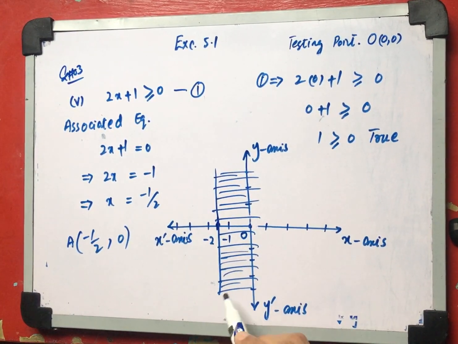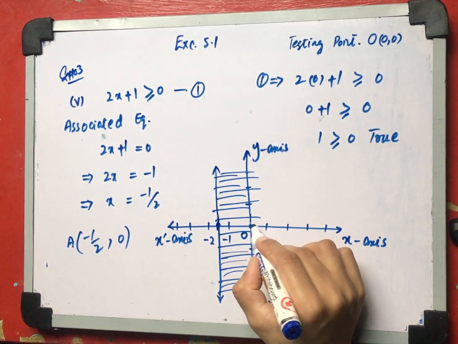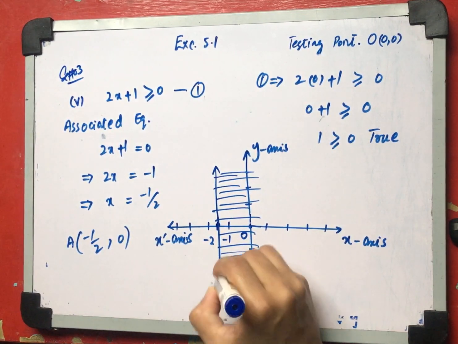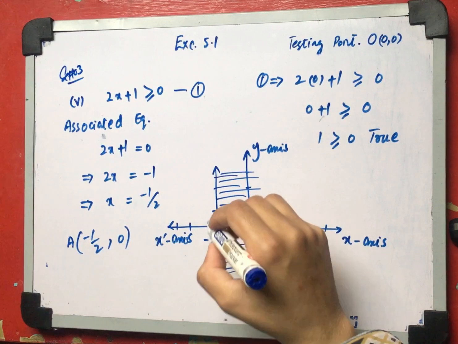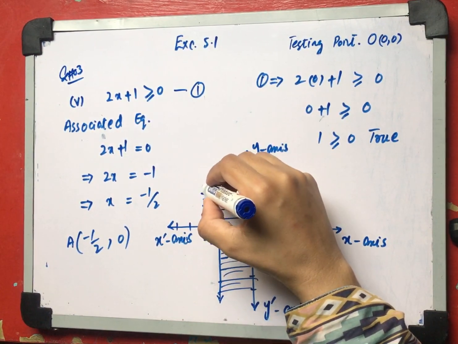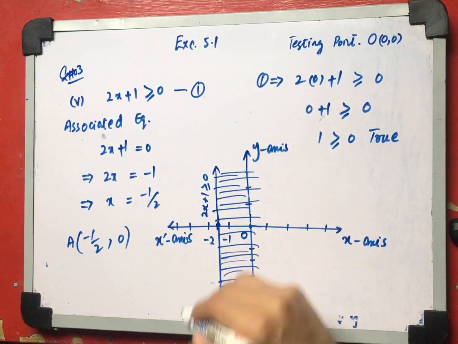I hope you are now very clear about the concepts of finding the solution set of linear inequalities and how to shade them on an xy plane. And this is the line for this inequality: 2x + 1 ≥ 0.